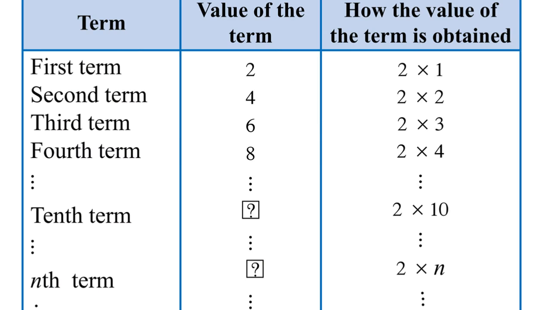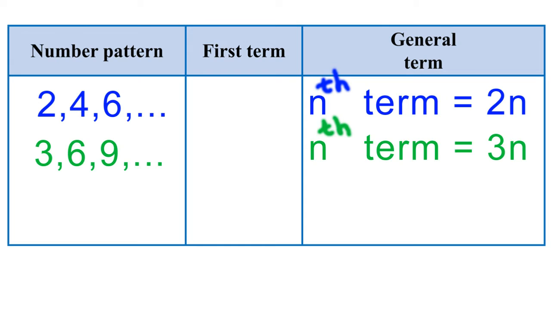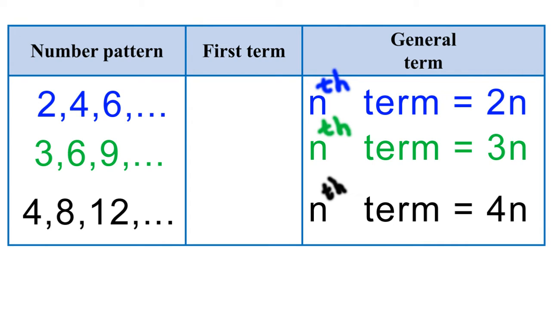In the second video, you have learned how to create a general term for multiples of any number. The general term of multiples of 2 is 2n. The general term of multiples of 3 is 3n. The general term of multiples of 4 is 4n.